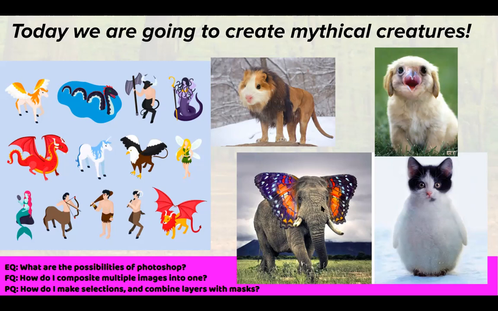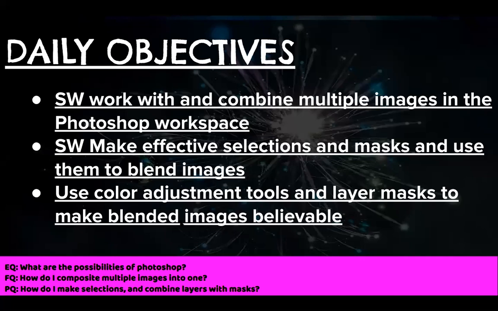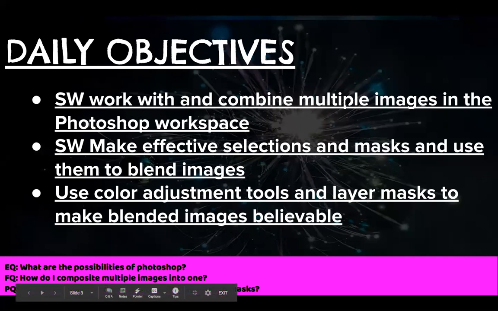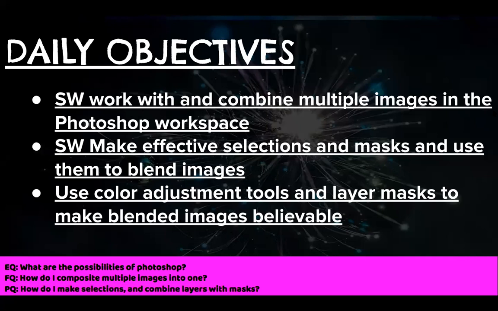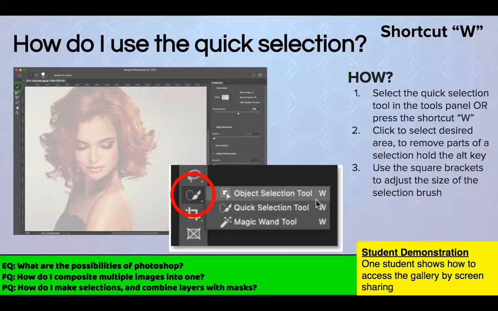So these are just some examples here. And these are objectives. So we are going to be working with and combining multiple images in the Photoshop workspace. We will make effective selections and masks and use them to blend images in a believable way. And we are also going to use color adjustment tools and layer masks to make blended images believable. So the questions that we're thinking about: what are the possibilities of Photoshop? How do I composite multiple images into one? And how do I make selections and combine layers with masks?